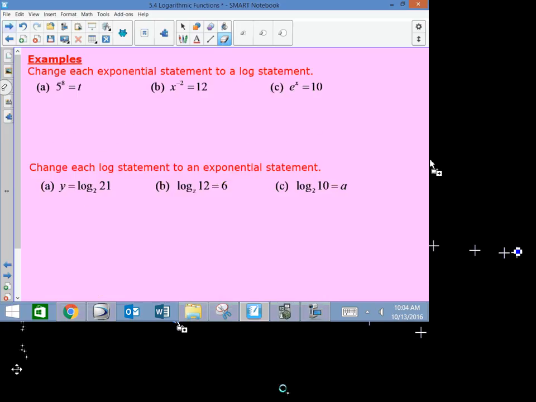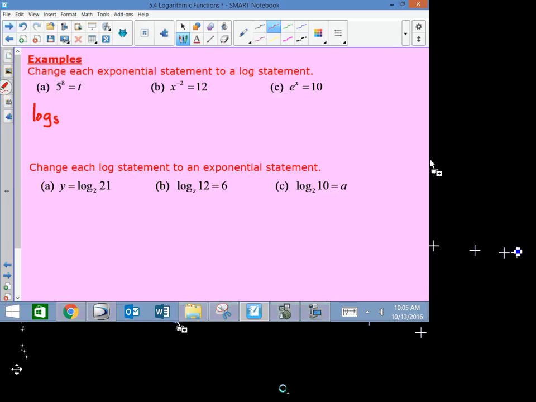Okay, change each exponential to log. Change each log to an exponential. Okay? If you have to look at it right now, that's fine. So log. What's my base? What's my base, Amanda? Of my exponent. Okay, so that's my base of my log. Remember, I'm just changing it to a different form. I don't want to change up things.